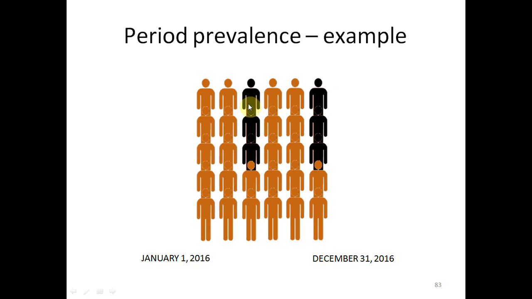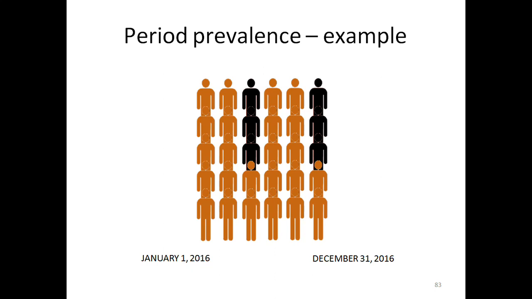So here 6 people are having disease, and 6 into 6 is 36. So 6 by 36, that is 16%. The number of cases is 6 and the total population is 36 over the period of 1 year. It started on January 1st and ended in December. So the period prevalence is 16% over a 1 year period of time.